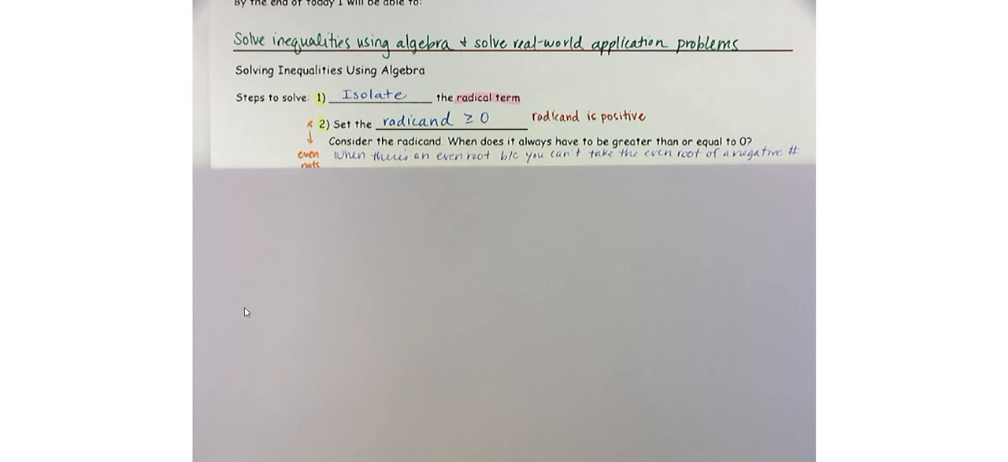Odd. Yep. So when there's an even root, you're not smooth. Okay, because you can't take the even root of a negative number.